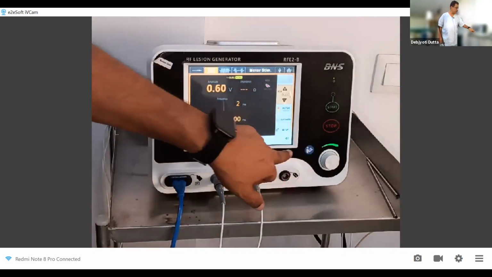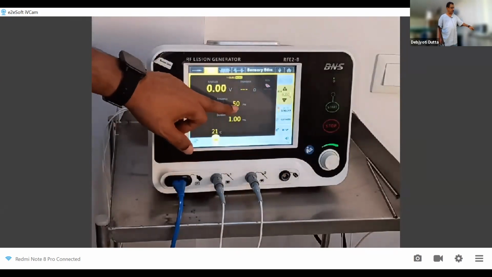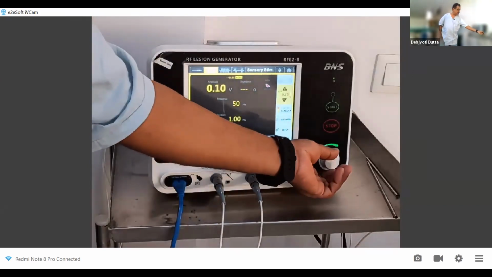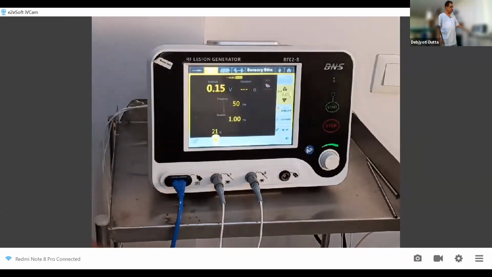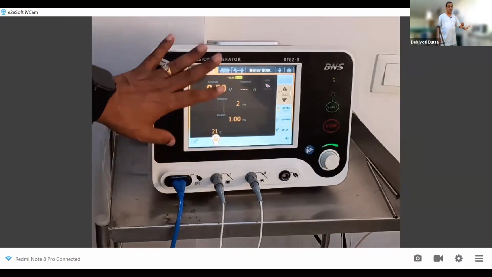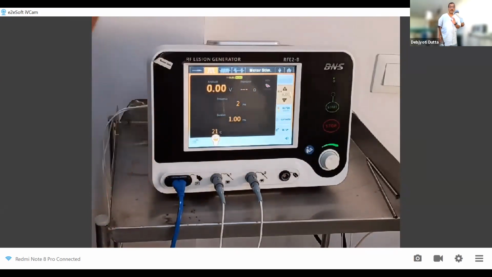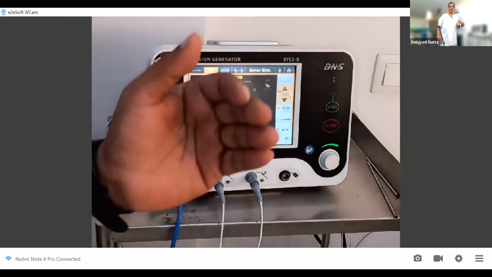So motor stimulation, and then you can change it to the sensory stimulation. Sensory stimulation means 50 hertz current, and again in the same way you can increase it. Sensory stimulation and motor stimulation are the prerequisites to understand that your needle is close to the nerve, which is your target, and away from the nerve, which is not your target.